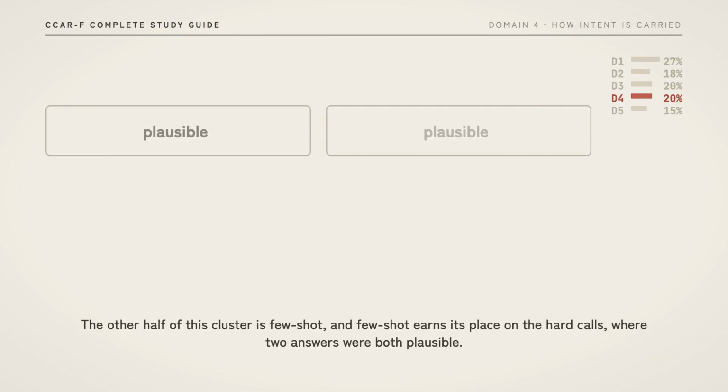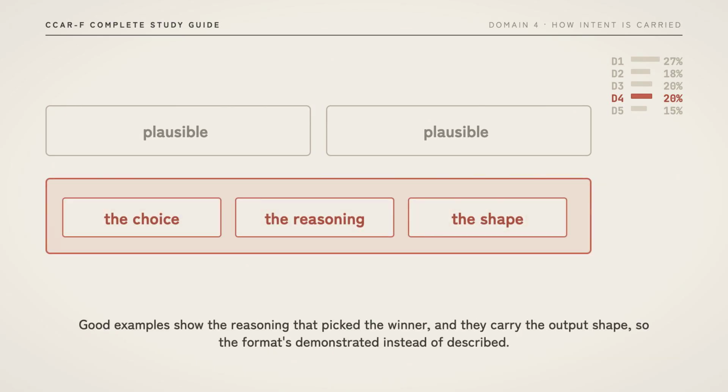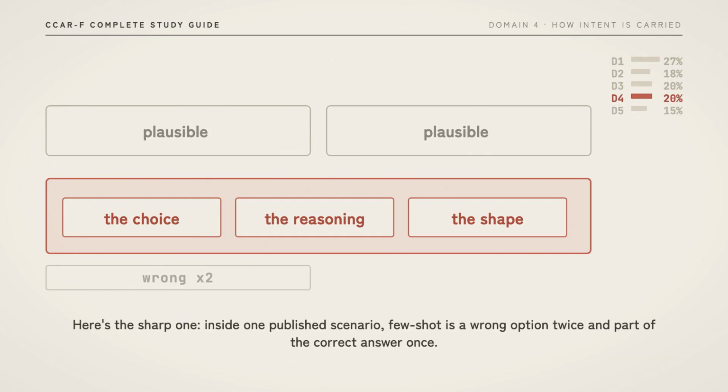The other half of this cluster is few-shot, and few-shot earns its place on the hard calls, where two answers were both plausible. Good examples show the reasoning that picked the winner, and they carry the output shape, so the formats are demonstrated instead of described. Here is the sharp one.